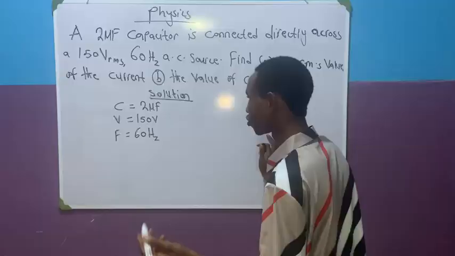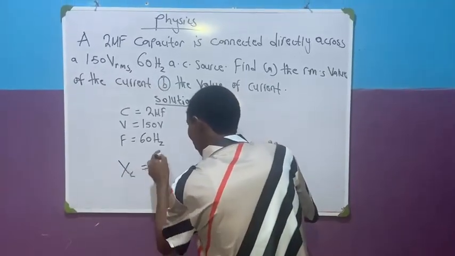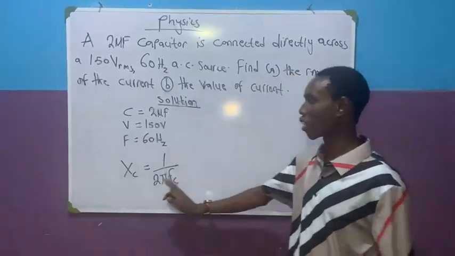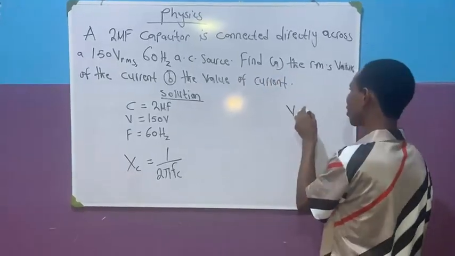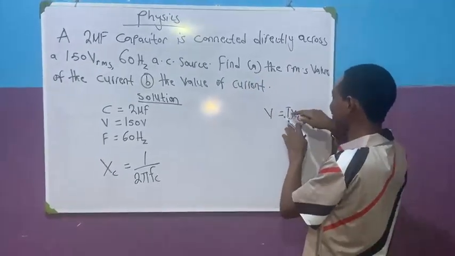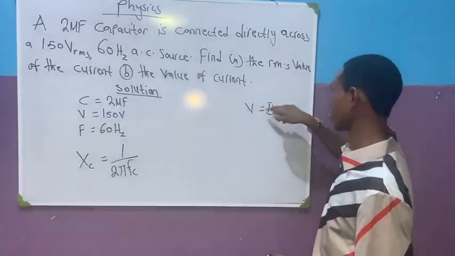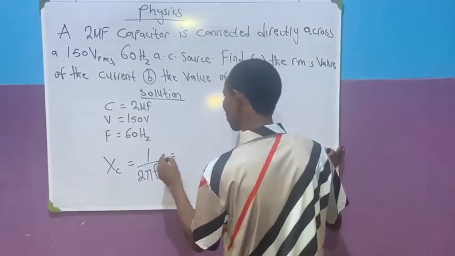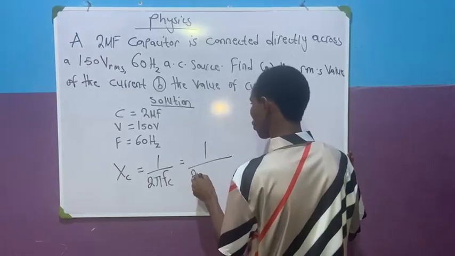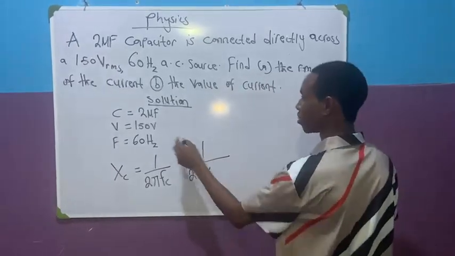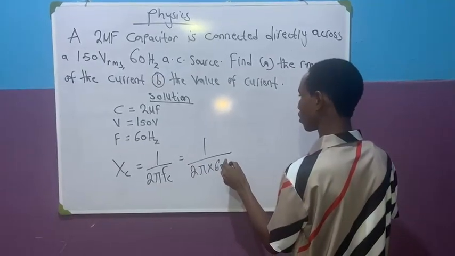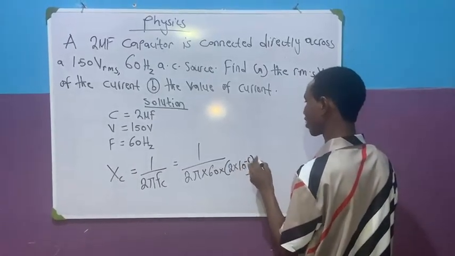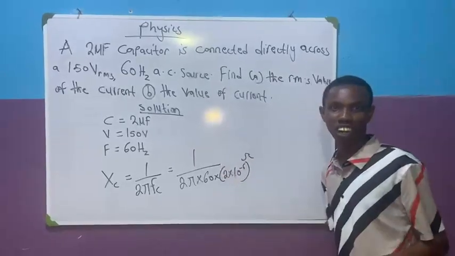Now to solve this, I need to find XC, which is equal to 1 over 2 pi f C. So this is the formula for capacitive reactance. Now from V equals I times XC, this I becomes the root mean square value we're looking for. To do that, I'm going to have 1 over 2 pi times 60 times (2 times 10 raised to the power minus 6) ohms. So this is what we have here.